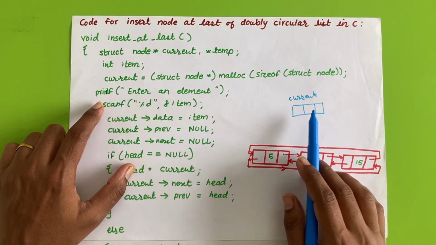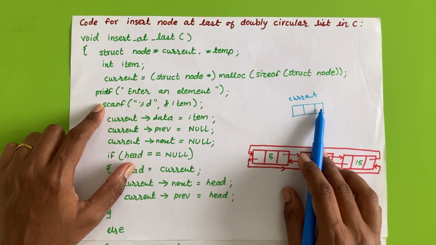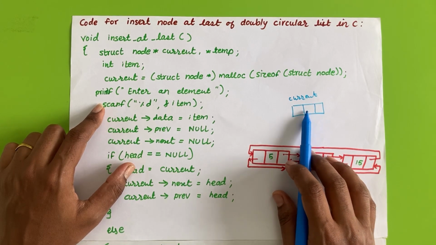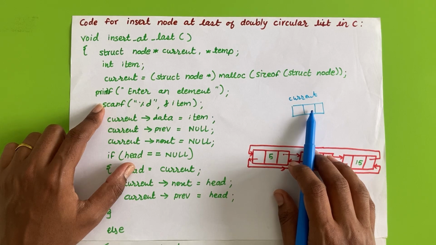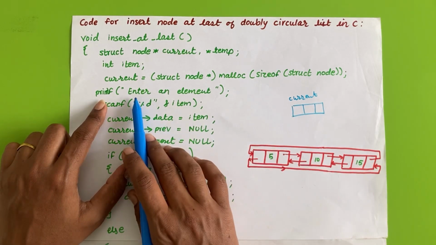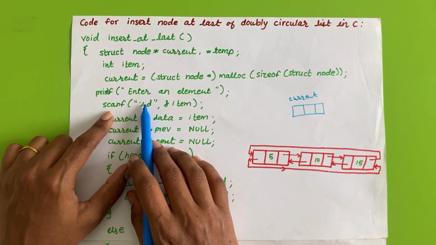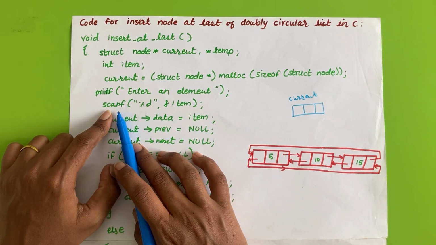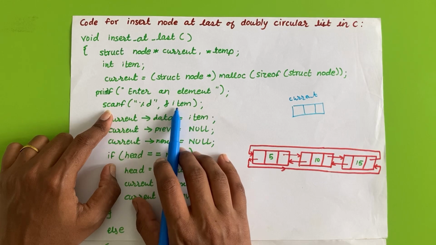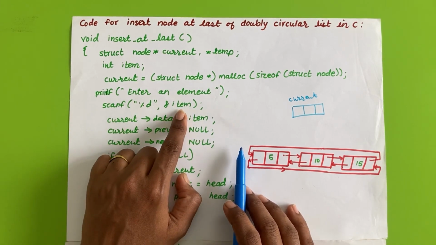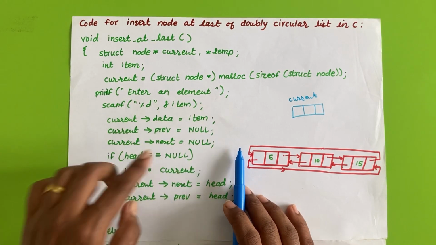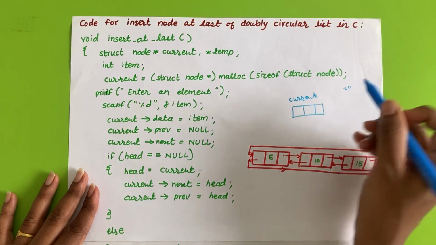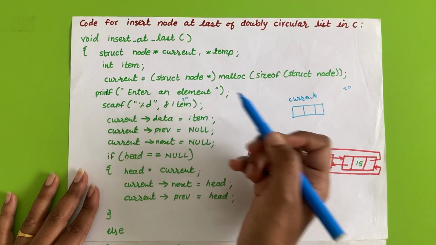Now we have to fill the fields of this current node. First we have to accept the data part from the user. For that purpose we accept the value of item from the user, so scanf %d, ampersand item. I have accepted the value from the user, and suppose that value is 20, so item has value 20.